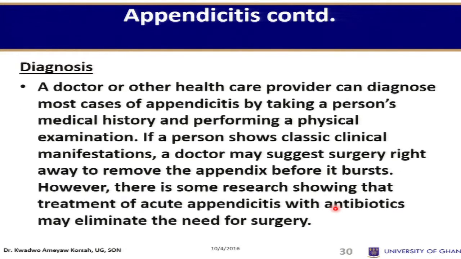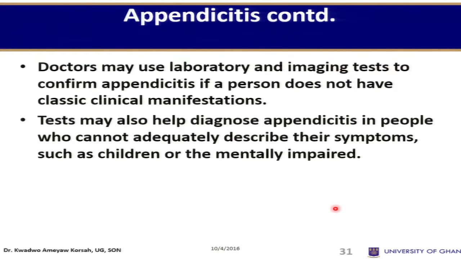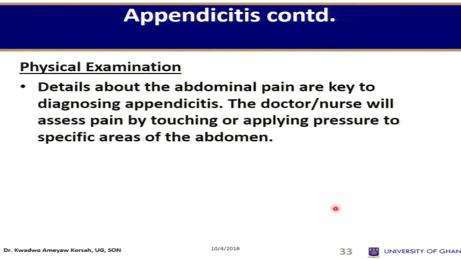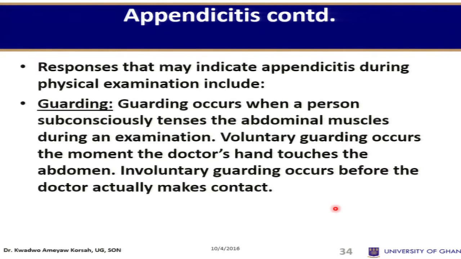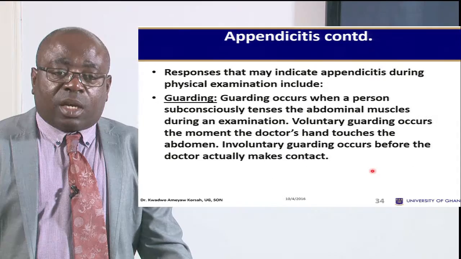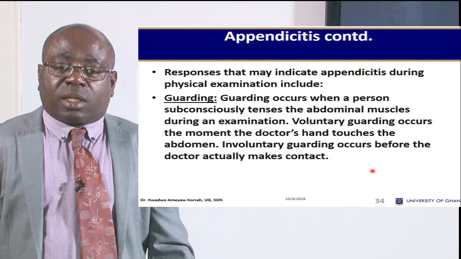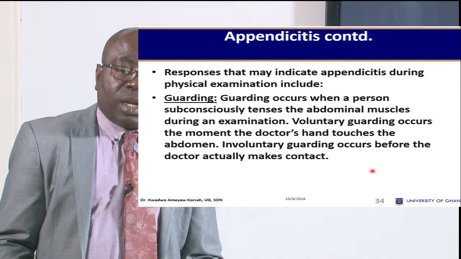And so diagnosis of the condition. A doctor or other healthcare provider can diagnose most cases of appendicitis by the person's medical history, also doing a physical assessment, and that can also help. The doctor may also do laboratory investigations. Based on the medical history and the physical examination, we can do guarding, which occurs when the person subconsciously tenses the abdomen during the examination of the abdomen.